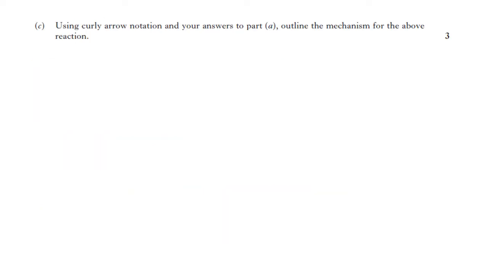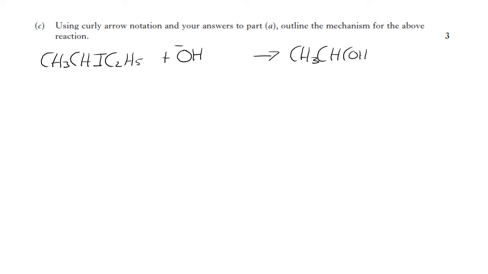My next question here has asked me to use my information to draw a curly arrow mechanism. So what we had was CH3CHIC2H5 plus hydroxide going to CH3CHOHC2H5 plus I minus. So that is a substitution reaction. And we knew it was first order, which means it is SN1.